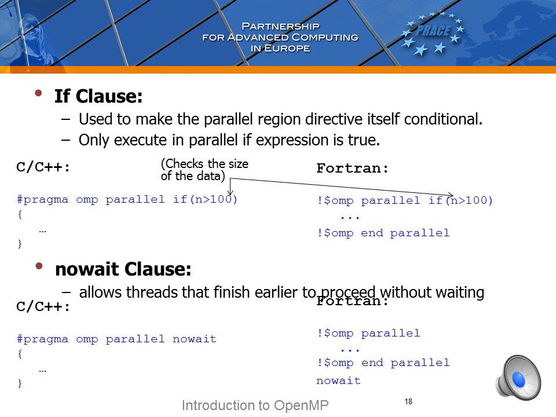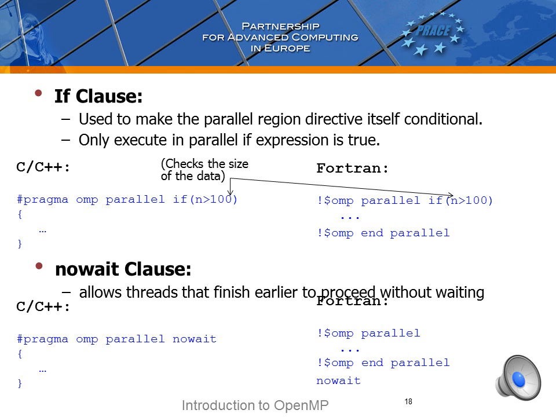Two useful clauses that can be defined for the parallel construct are the if and nowait clauses. The if clause is used to determine if the region should be parallelized. In case the condition evaluates false, the code is executed serially. It can be useful, for example, when the data is too small and there is no need for parallelization. You can see in the example above that it checks if n is bigger than 100.